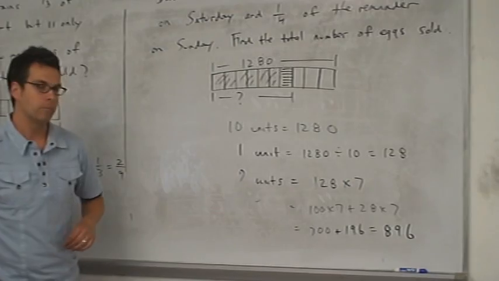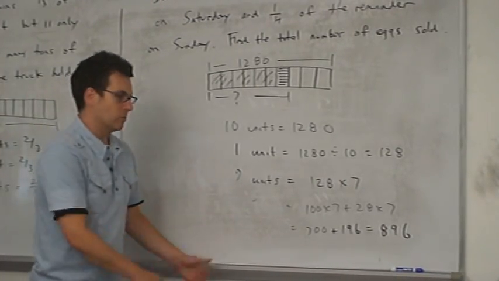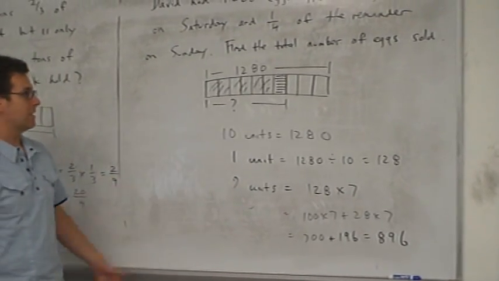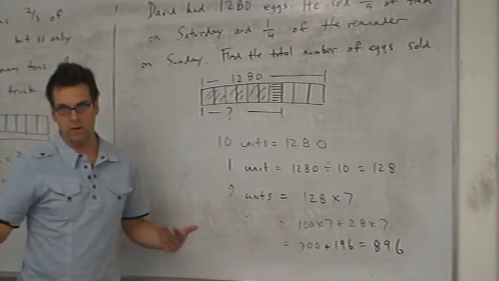896. And again, I'm always out of room to write my complete sentences, but our complete sentence answer would be David sold 896 eggs over the weekend.